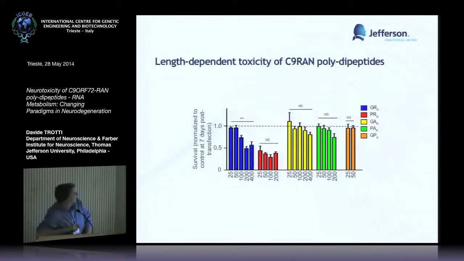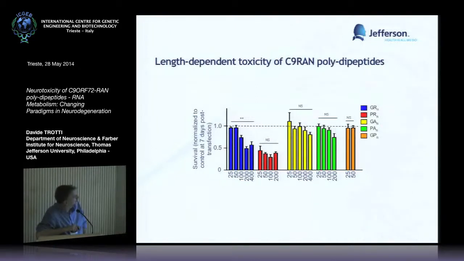We did some length-dependent toxicity, just as was shown before. PR toxicity is not dose-dependent. It's very toxic already at very short length, 25 through 200. This is ANOVA. There is no difference in the dose dependency. GR is dose dependent. These are cortical neurons. At 50 it is not toxic, but it starts to become toxic as you go higher.